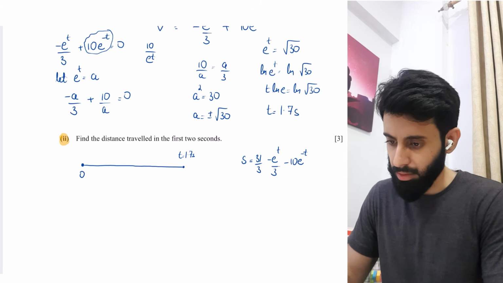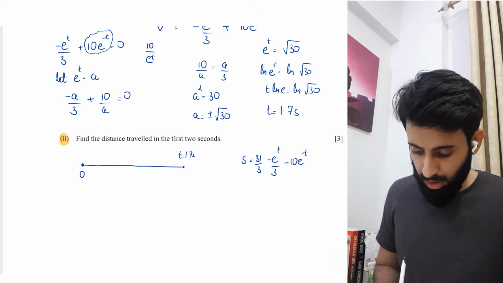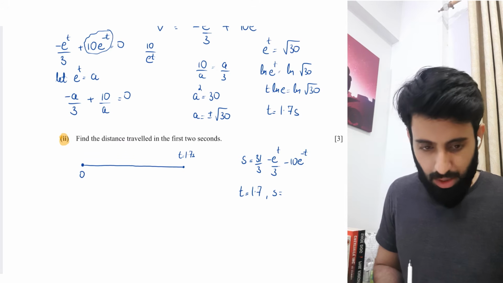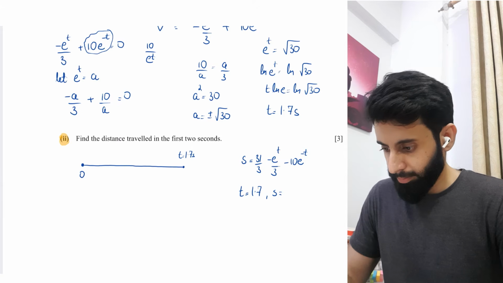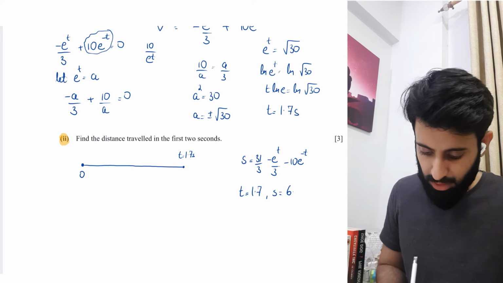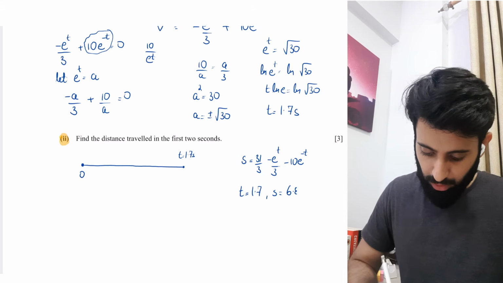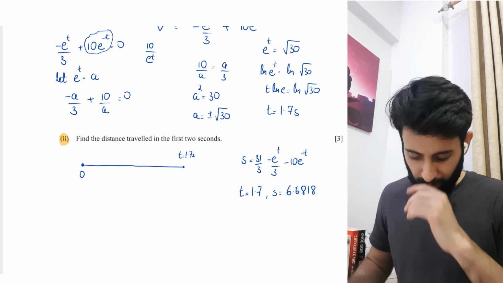Okay, and I want you guys to do the same. So if I plug in 1.7 in place of t, so I'm looking at t equals 1.7, s equals 6.6818. Since this is not my final answer, you can see that I am taking more than 2 or 3 significant figures, so 6.6818. Once we get to the final answer, we'll give it correct to 3 significant figures.